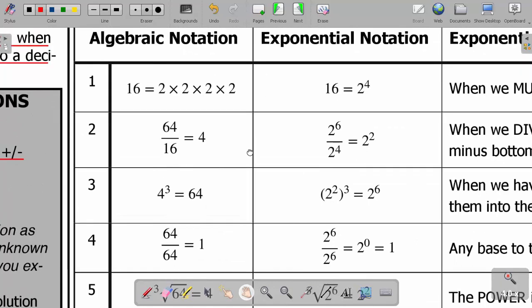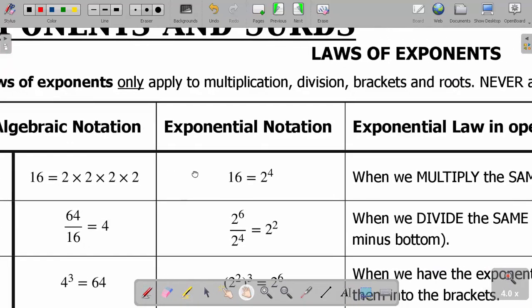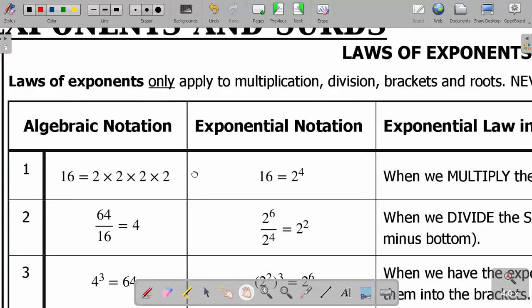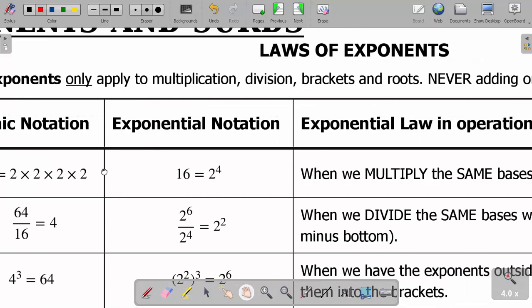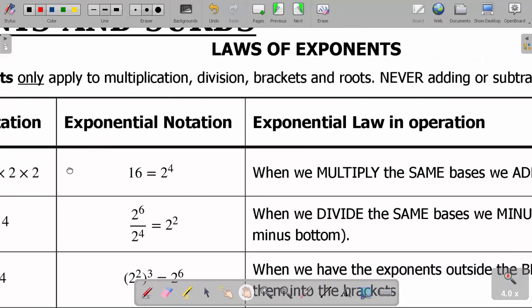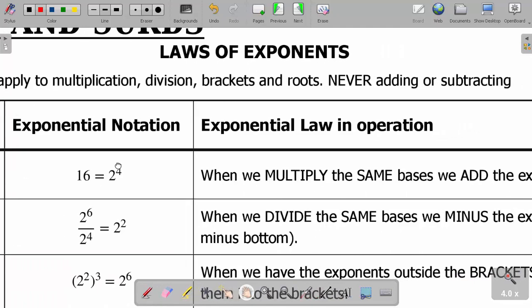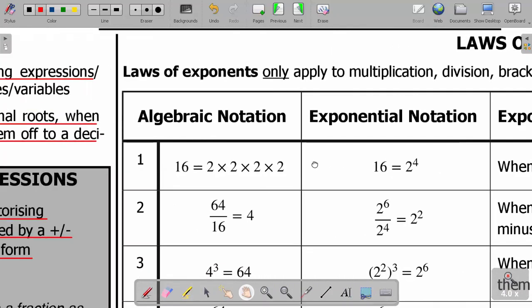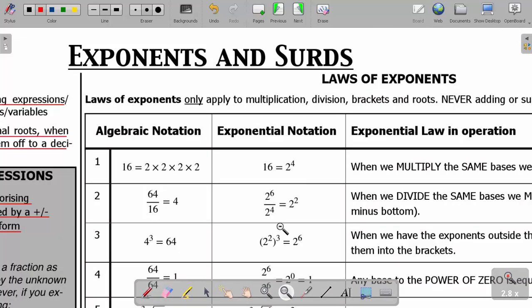Now, again, to do with exponents and surds, we have what we call the laws of exponents. Okay, now the laws of exponents only apply to multiplication, division, brackets, and the roots, never adding or subtracting. Okay, are we together? Let's look at these rows here. Algebraic notation here, then exponential notation, then exponential law. Let us see how they work out.